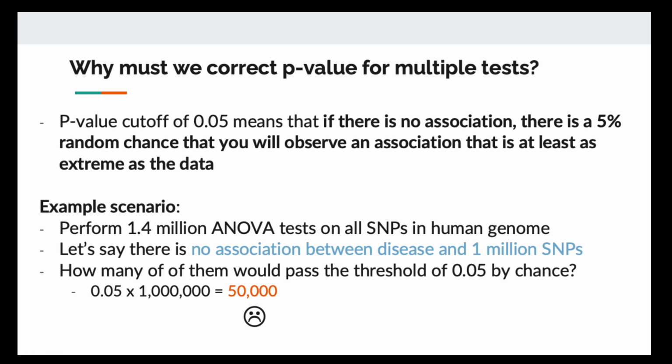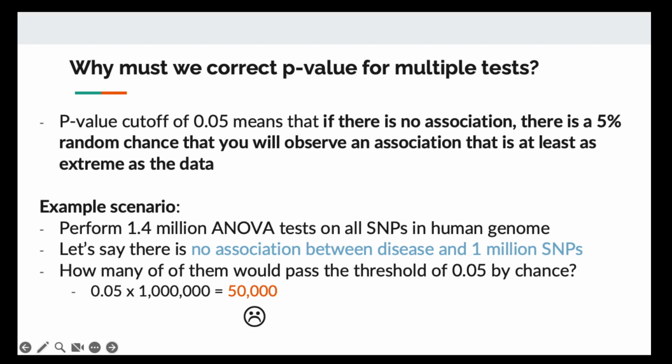But let's say we scale it up to GWAS. We are performing, let's say, 1.4 million ANOVA tests. If we extend what we know about QTL, we are doing 1.4 million QTL tests. So let's say there is no association between the disease or phenotype that we are looking at and 1 million SNPs. Out of 1.4 million SNPs, we don't expect most of them to contribute to the disease. So let's say 1 million of them have no relation to the disease.